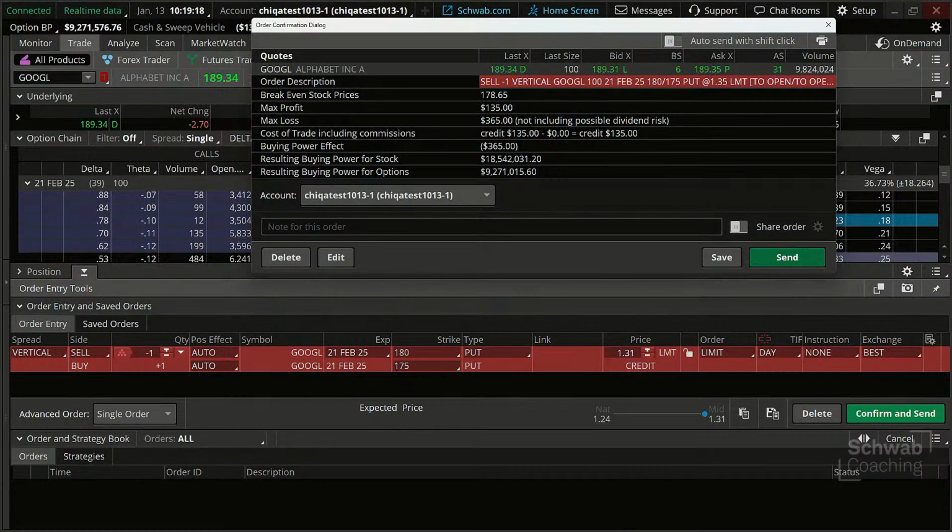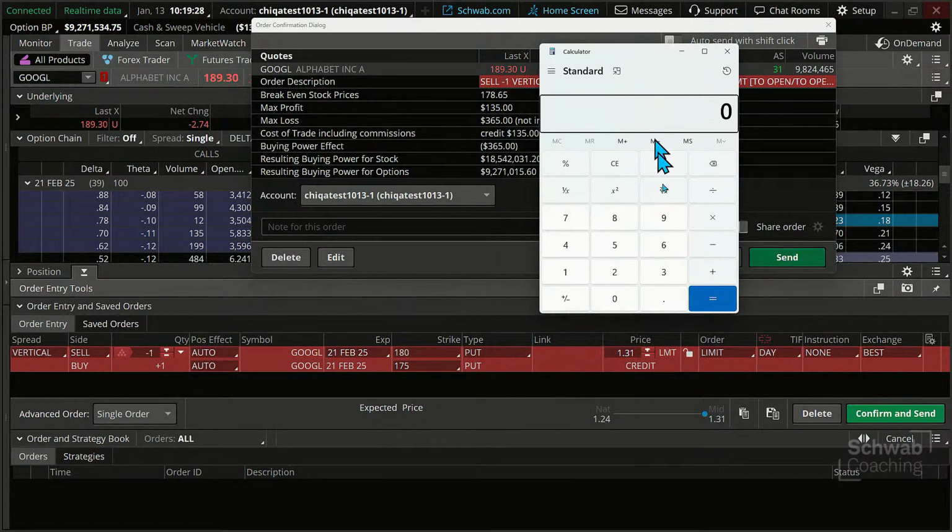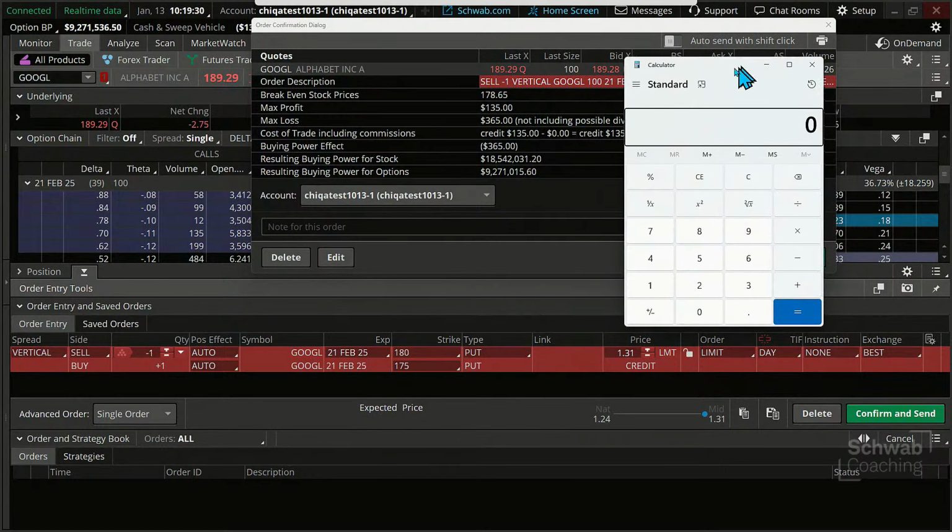Now, how might we calculate this? What is that return relative to the risk? What percentage are we looking at? I'm going to throw out my calculator, and it should share here. It does. There we go. Let's go ahead and take that out. Let's look at the 135.